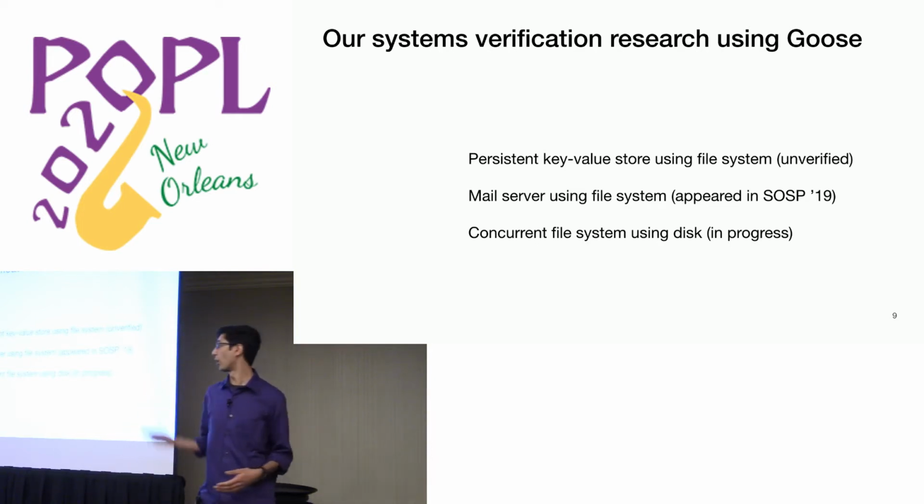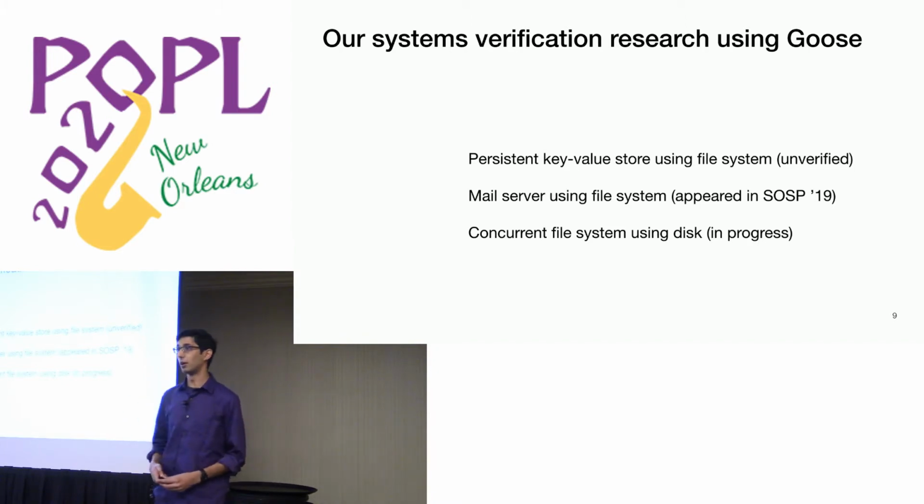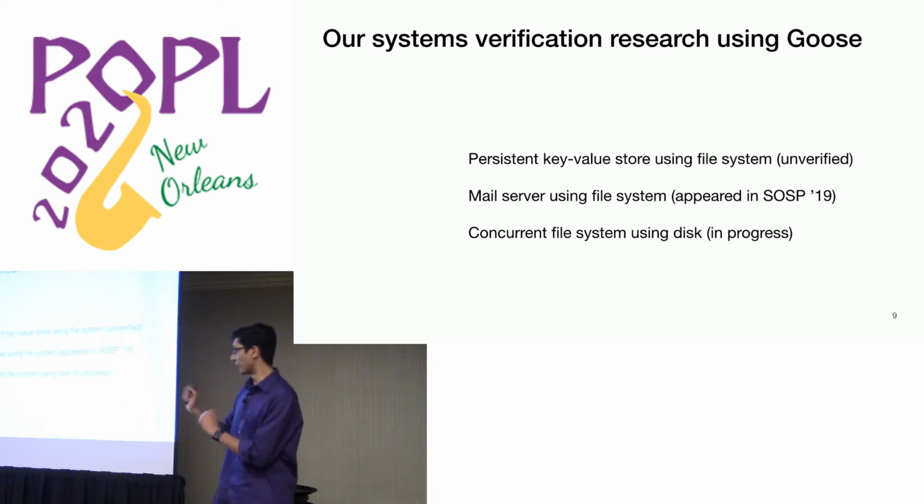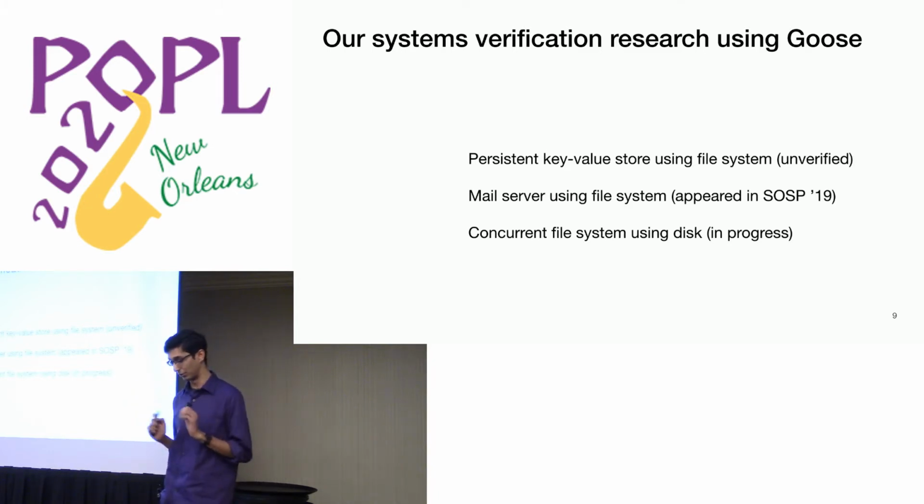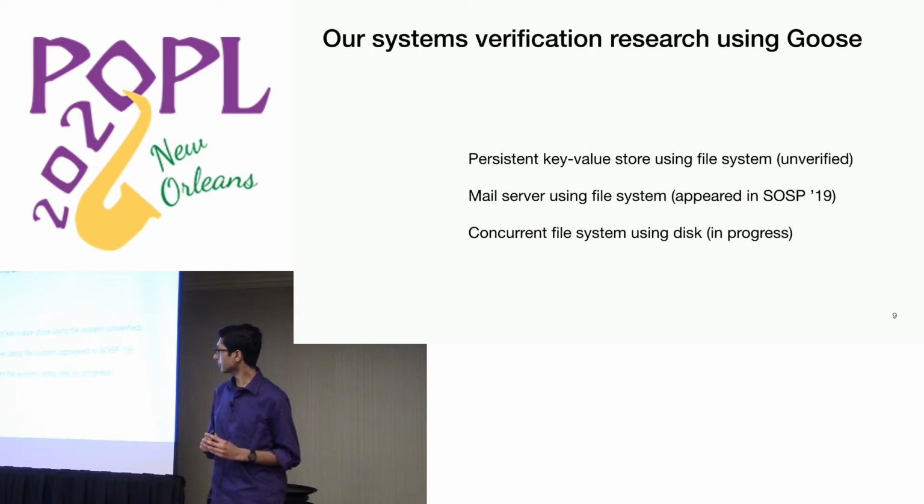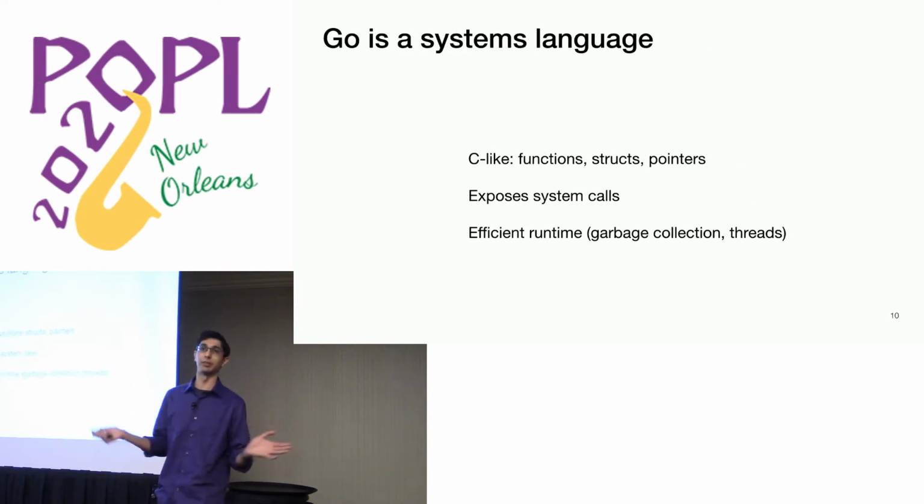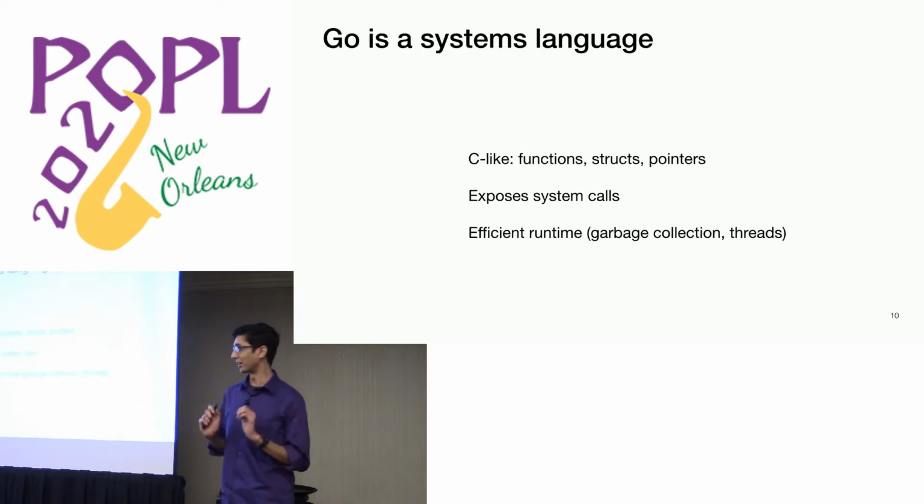So the mail server is like 150 lines of Go code. This file system is currently 3,000 lines of code. So we're working on doing this, and we're hoping to verify this file system. So the file system is basically written, but we don't have a proof yet.